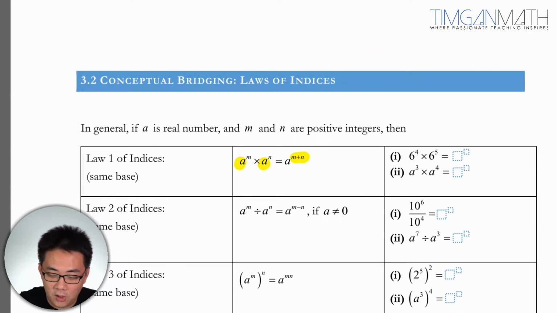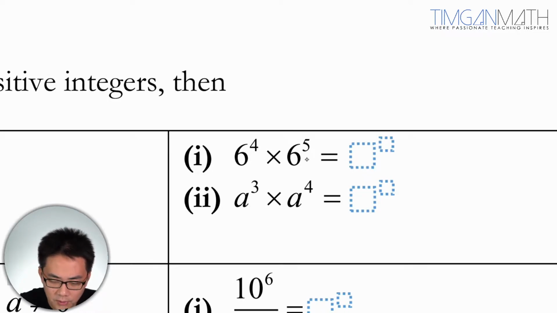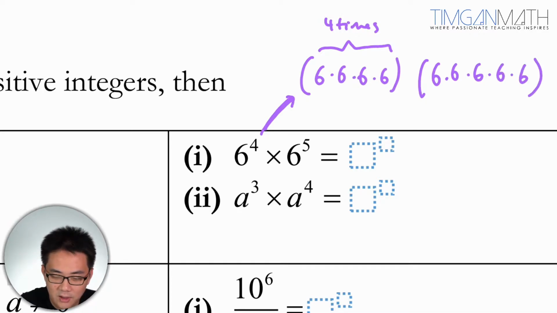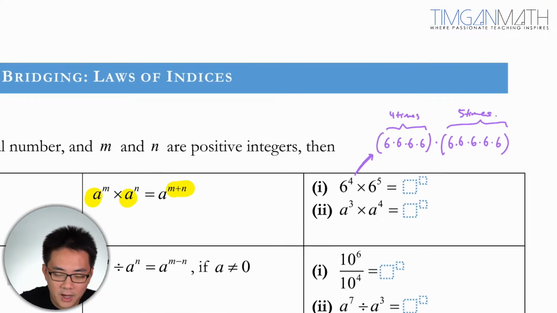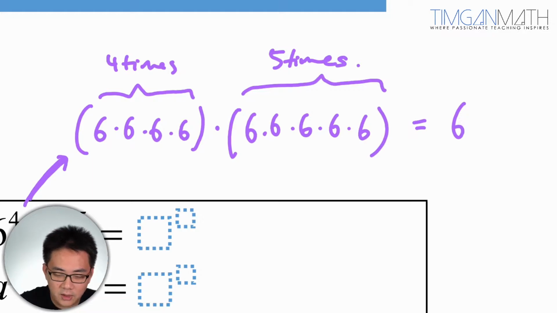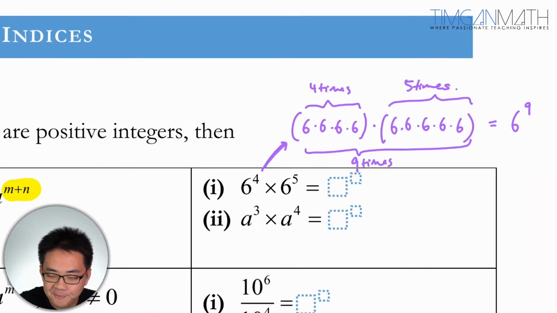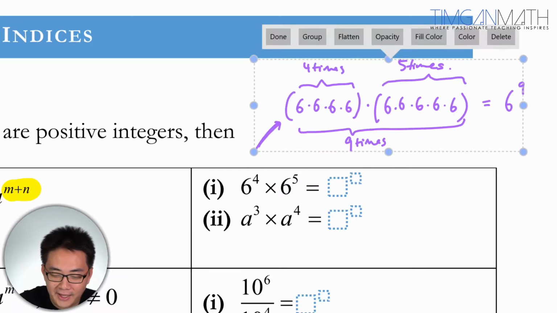Now the reason being is because, let's look at the first part here. If you're going to apply law number 1, this will be 6 times 6 times 6 times 6, 4 times. And then after which you have 6 times 6 times 6 times 6 times 6, which is 5 times. But when you multiply all of them together, in total you have got 9 times, right? So this would be 6 to the power of 9. That's the reason why it becomes adding up the power.